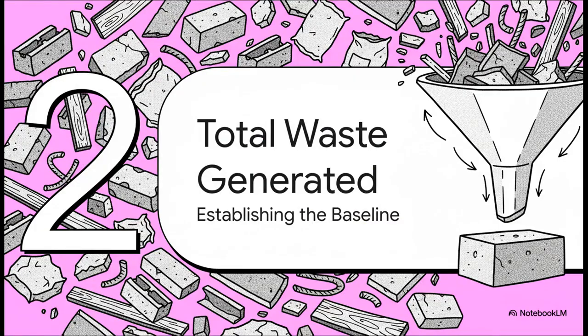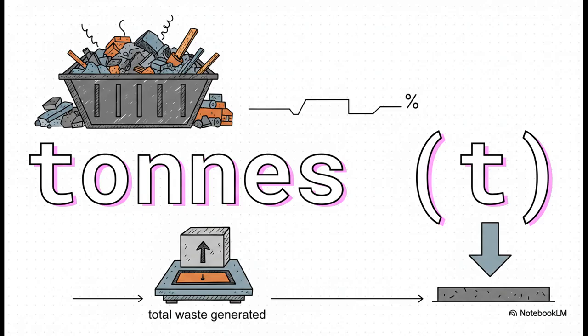Moving right along to Section 2, Total Waste Generated. So, here is the absolutely crucial point. Before you calculate any fancy percentages or ratios, an entity has to disclose the sheer, raw physical weight of its total waste generated. And it has to be reported in metric tons, no exceptions. This is the ultimate denominator for literally everything else we're going to calculate today. If this baseline number is off, your entire disclosure is completely busted.